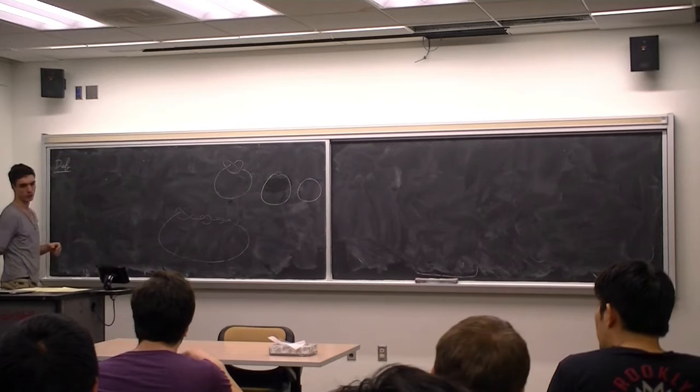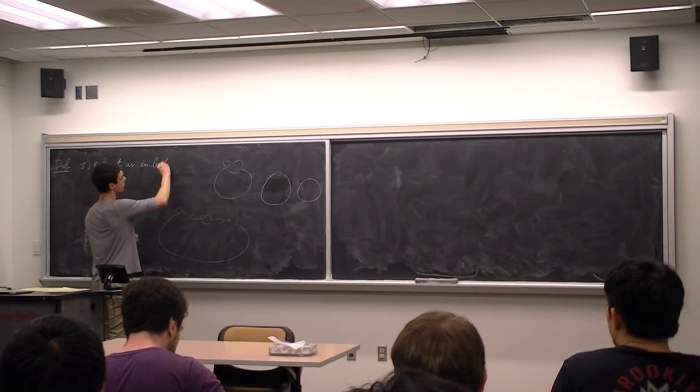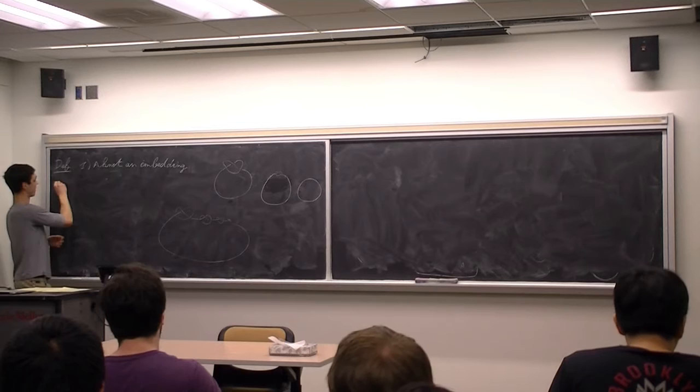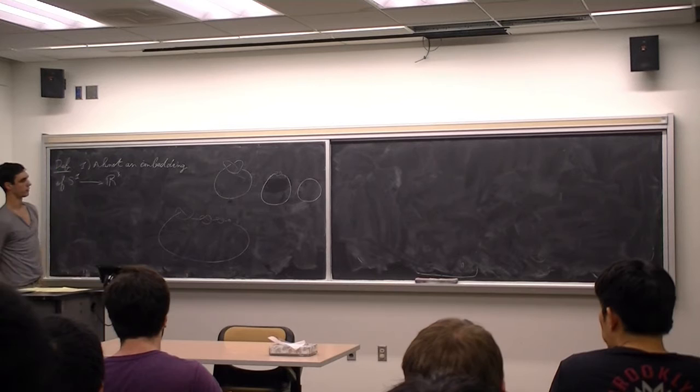So we will say that a knot is an embedding, that is to say a continuous injection of S1 into R3. And you can play the same game if you go up in dimension with both of these guys, but obviously it gets harder to draw, so I'm not going to do that.